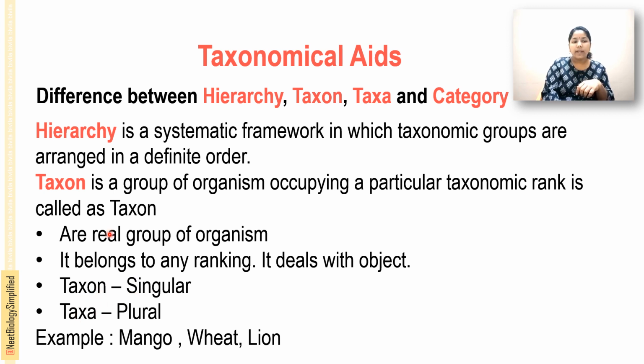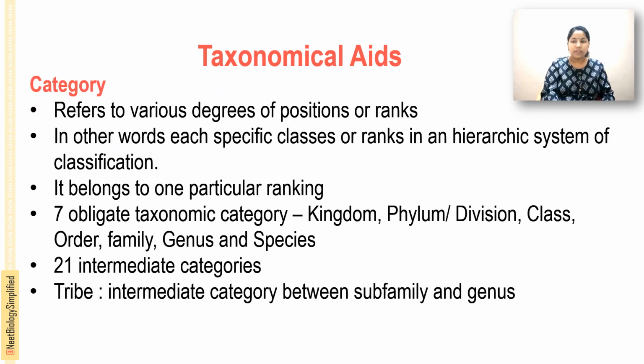An example: a taxon can be mango, wheat, or lion. Mango is a fruit, wheat is a cereal. These are not a genus, they are species. Lion is also a species, coming under Panthera leo, genus Panthera.